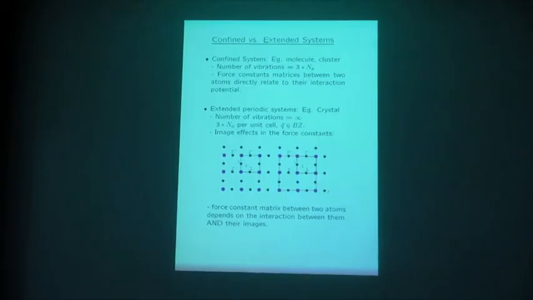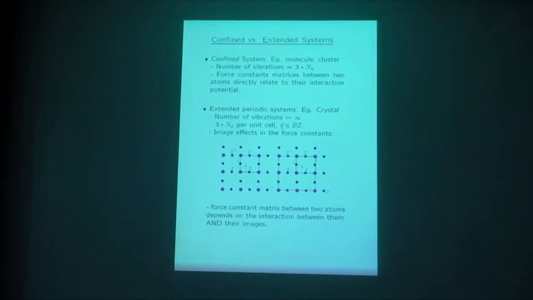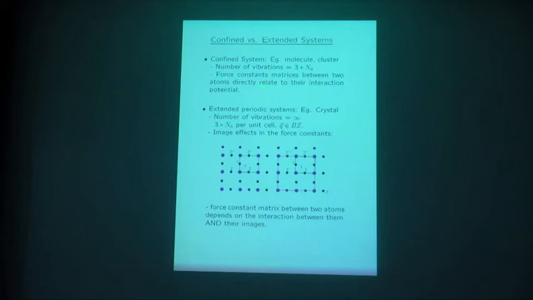Okay, finite system means you could have a molecule, a cluster or even a surface, and of course the number of vibrations is always 3 times Na per unit cell, and the force constant matrices between two atoms directly relate to their interaction. See, if you have a cluster, you no longer have an infinite system, right? Or of course a surface is a different thing, but in a molecule, your force constant matrix directly gives you the interaction between those two atoms. But if you have a periodic structure, there are periodic images of that atom also. So the interaction, the spring constant between two atoms, also includes contributions from the periodic images.